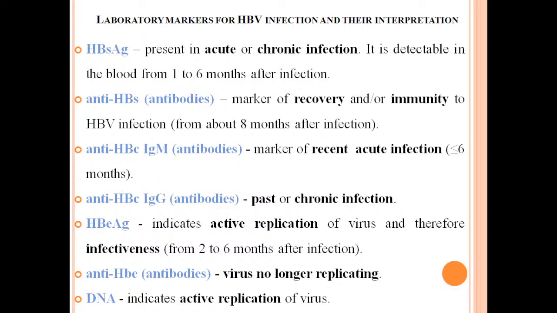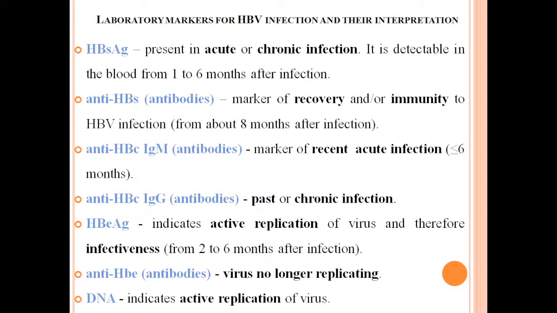These are IgM antibodies against HBc antigen. It is a marker of recent acute infection, less than 6 months, because IgM is produced in acute infection. HBc antigen is also present in acute infection. Anti-HBc IgG, so IgG antibodies to HBc antigen, is detected in past or chronic infection.